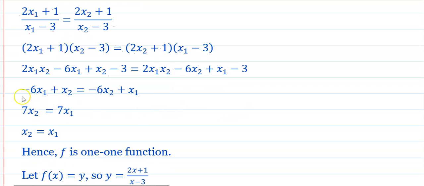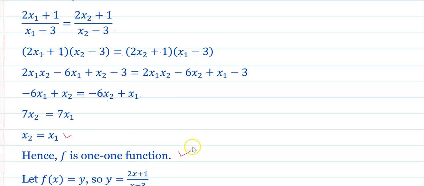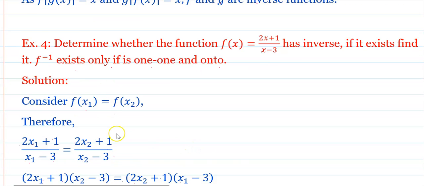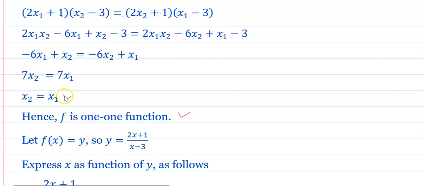In this way, minus 6x1 plus x2 is equal to minus 6x2 plus x1. And if we simplify, then here you will get x2 is equal to x1. And hence, f is a one-one function. That means if their images are the same, what does it mean? The elements are also the same.